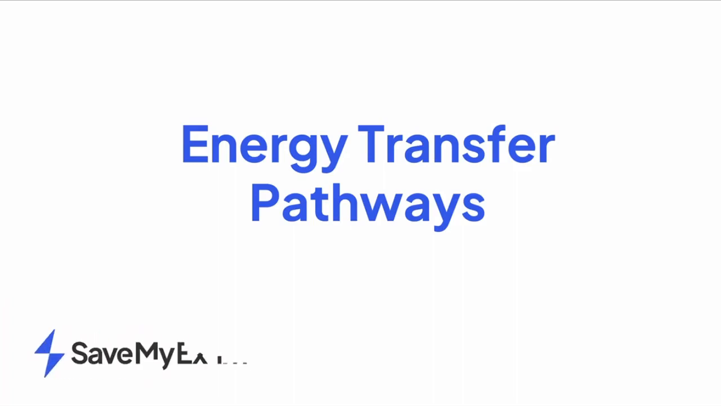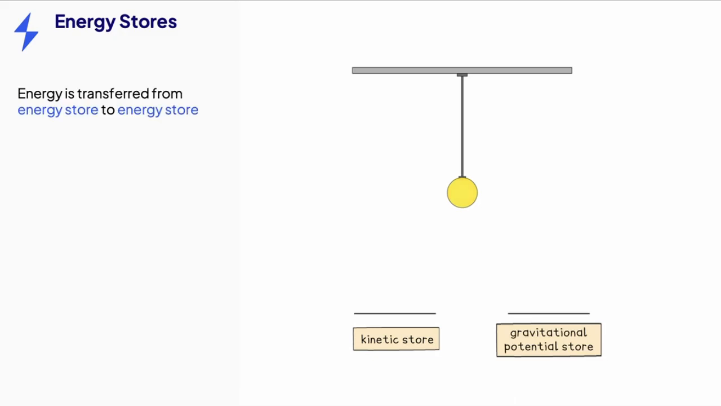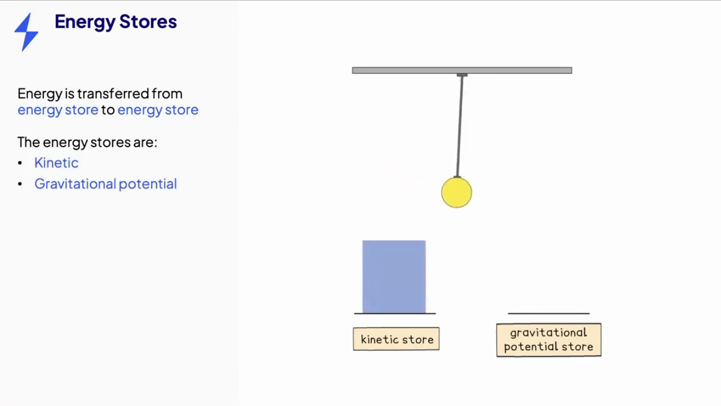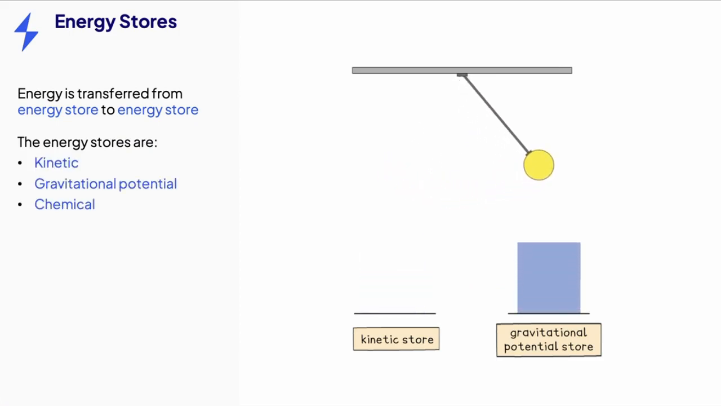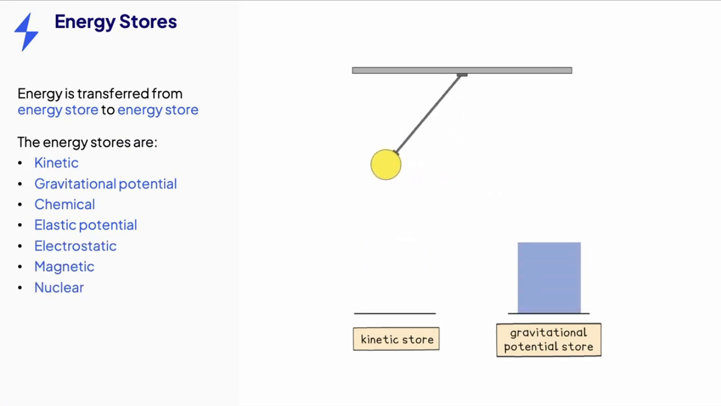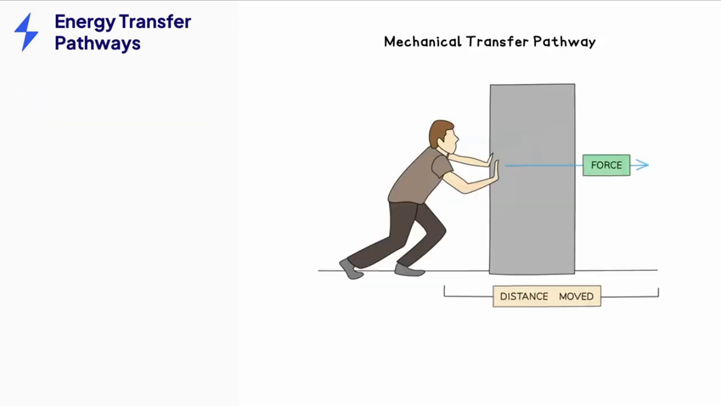This video is on the topic of energy transfer pathways. Energy is stored in objects in different energy stores. When changes occur, energy is transferred from store to store. Energy stores are kinetic, gravitational potential, chemical, elastic potential, electrostatic, magnetic, nuclear, and thermal.